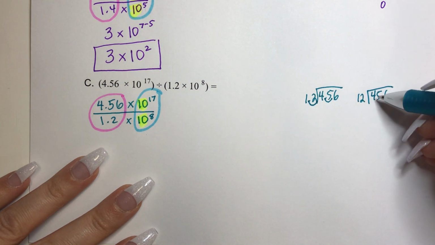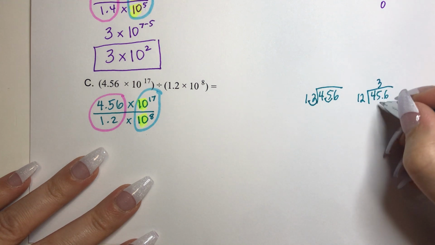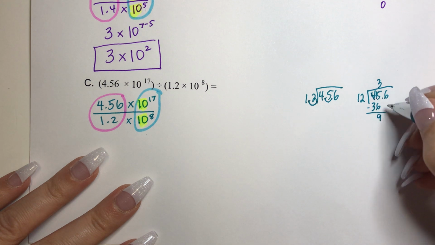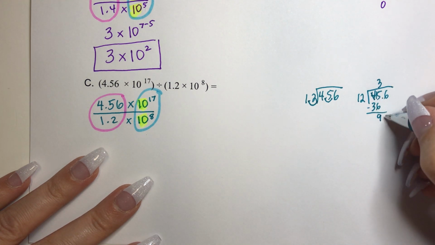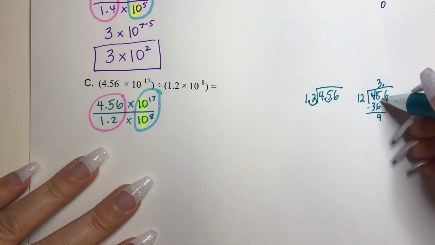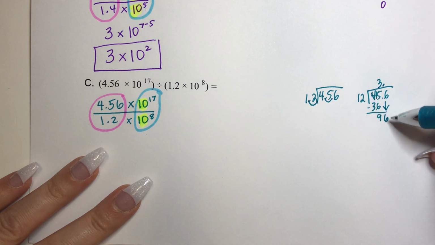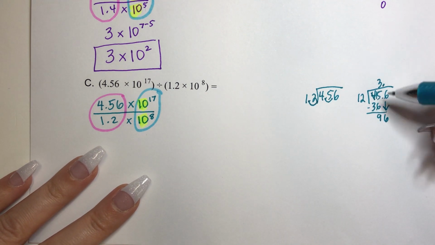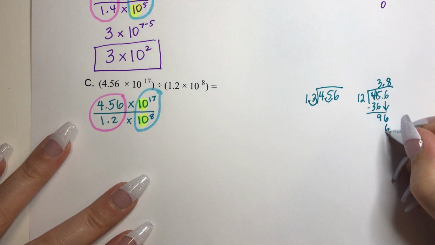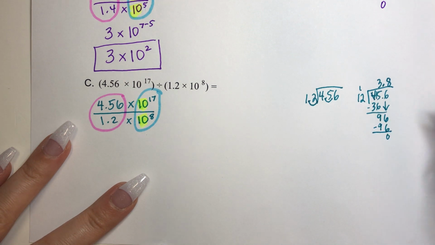12 does not go into 4, but it does go into 45 3 times. 3 times 12 is 36. We subtract, and that is 9, and that's just 9. Okay, decimal goes here. Does 12 go into, oh wait, this is less than 12, so that's good. So then I need to drop this down. Does 12 go into 96? It does, and I think it goes in 8 times. 8 times 2 is 16. 8 times 1 is 8 plus 1 is 9. So perfectly. Ooh, this is so fun.